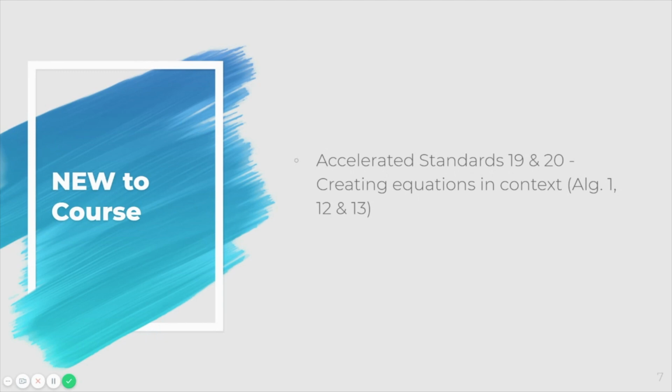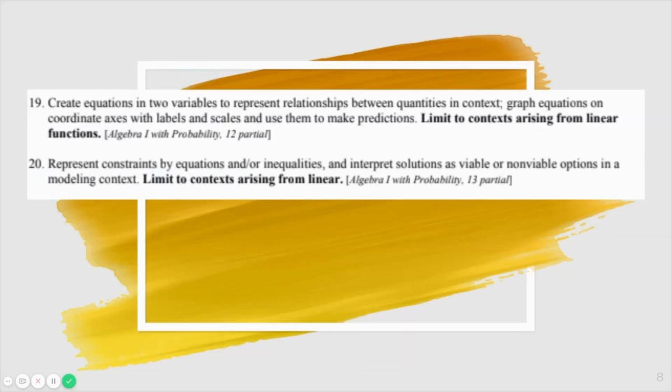Standards 19 and 20 in Accelerated are also new, coming from the new Algebra 1 with probability standards numbers 12 and 13. So they will need to be able to create equations in two variables to represent relationships between quantities in context. They will need to also be able to graph these equations with labels and scales, and make predictions with them. Standard 20 asks them to represent constraints by equations and inequalities and interpret those solutions as both viable and non-viable options in a modeling context. Notice that both of these are going to be limited to contexts arising from linear functions. So we're not going any further than a linear function.